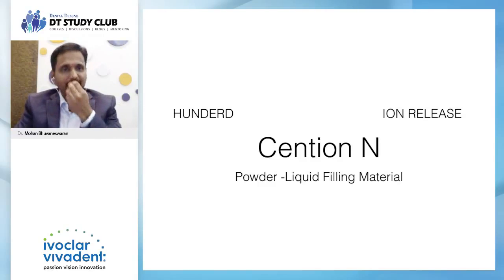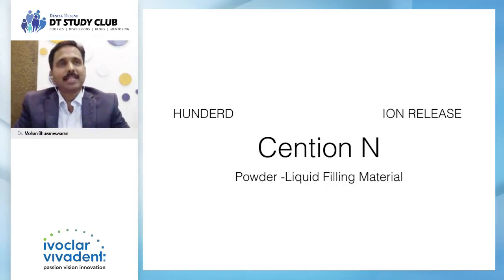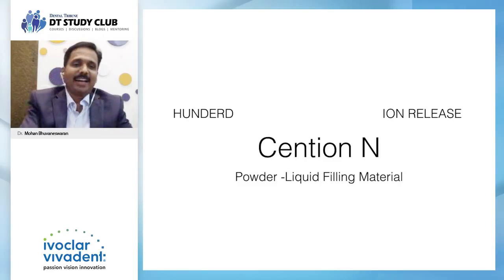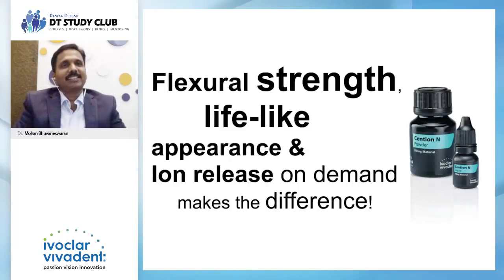The powder liquid filling alkasite composite material. The full form of the name is Cent, stands for 100 MPa flexural strength, and ion stands for the ion release. Cent is a Greek word, 100, and ion release put together becomes Cention N, and the flexural strength, lifelike appearance, and the ion release on demand, our security guards, right, makes the most of the difference for this material.